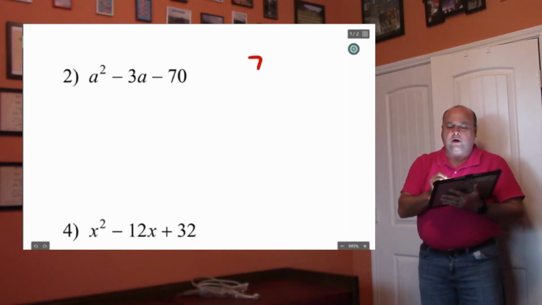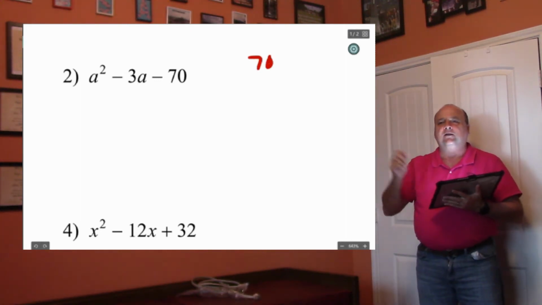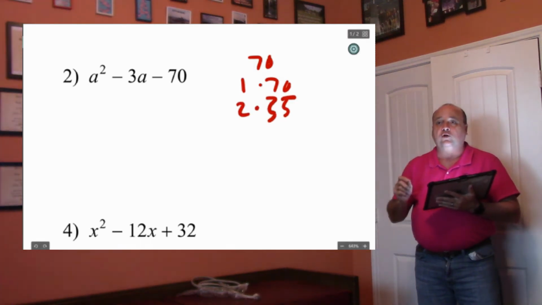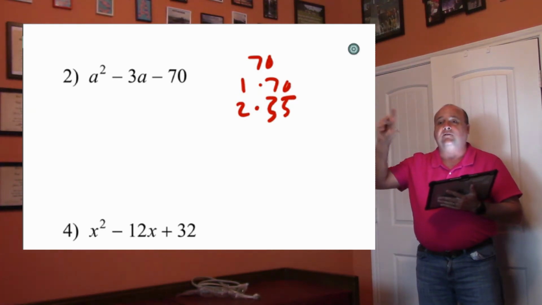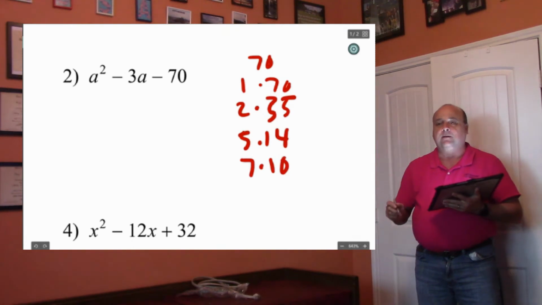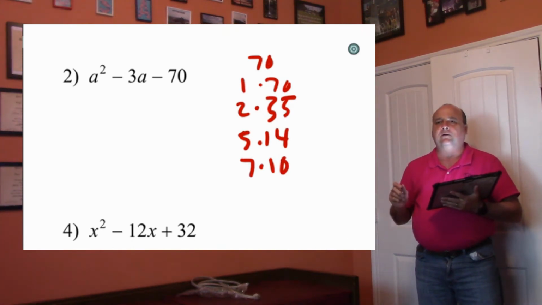On number 2, we're going to write down the 70. We're going to get the factors of 70. So 1 times 70, 2 times 35. Remember, you could do this on the calculator if you do 70 divided by x, graph it, and hit Control T, right? 3 won't work, 4 won't work, 5 times 14, and then lastly, 7 times 10. Those are the factors of 70, right?